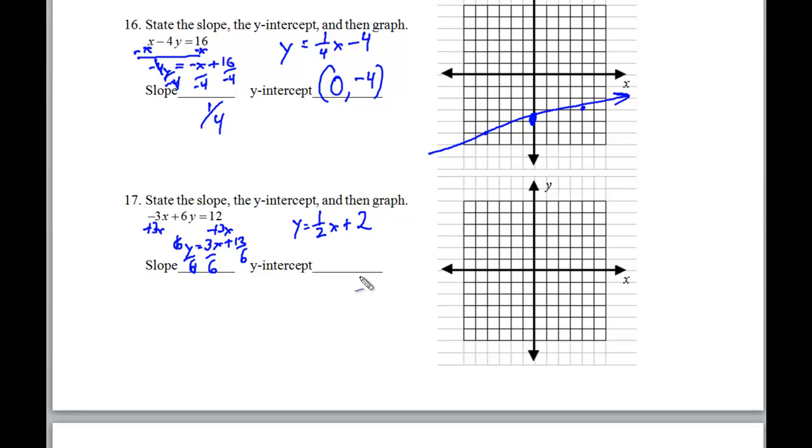And that means our y-intercept is (0, 2), and our slope is going to be 1/2. So we're going to start at 2, and we're going to go up 1 over 2, up 1 over 2, and that makes our line.